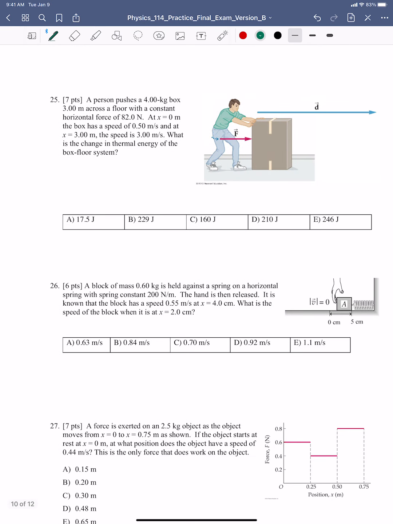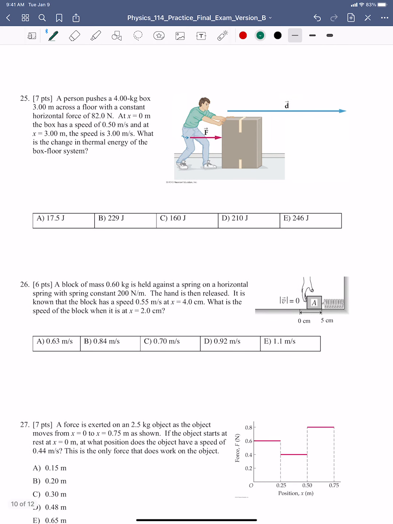Keep going here to 25. Moving into work and energy. Okay, so a person pushes a 4 kilogram box 3 meters across the floor with a constant horizontal force of 82 newtons. At x equals 0 meters, the box has a speed of 0.5, and at x equals 3, the speed is 3. What is the change in thermal energy of the box floor system?